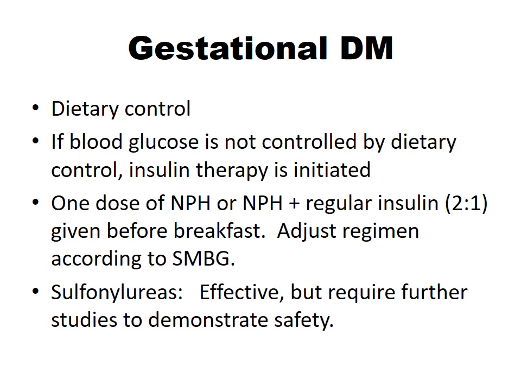Gestational diabetes, diabetes associated with pregnancy, can be controlled by diet. If the blood glucose level is not successfully controlled by diet only, insulin therapy is initiated. One dose of NPH or NPH plus regular insulin in a ratio of 2 to 1 given before breakfast. You can adjust the dose of these insulins according to the self-measurement of blood glucose level.